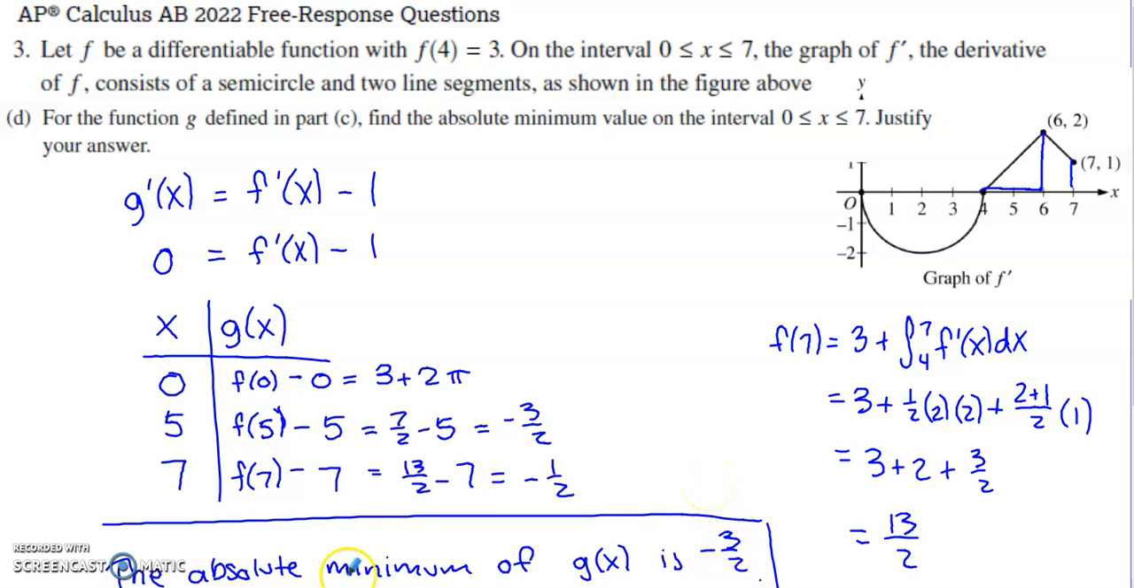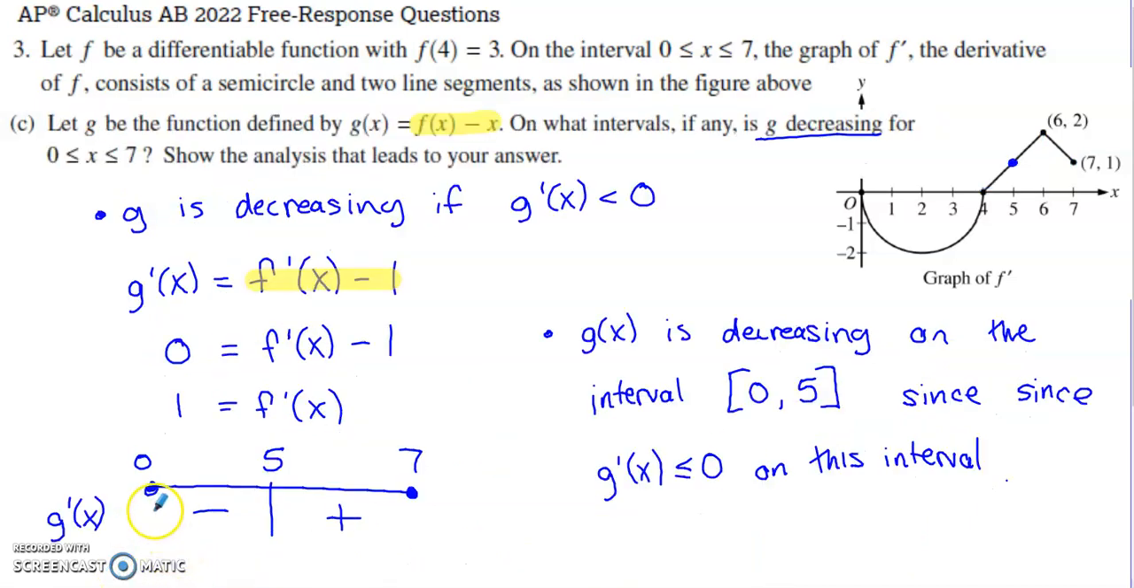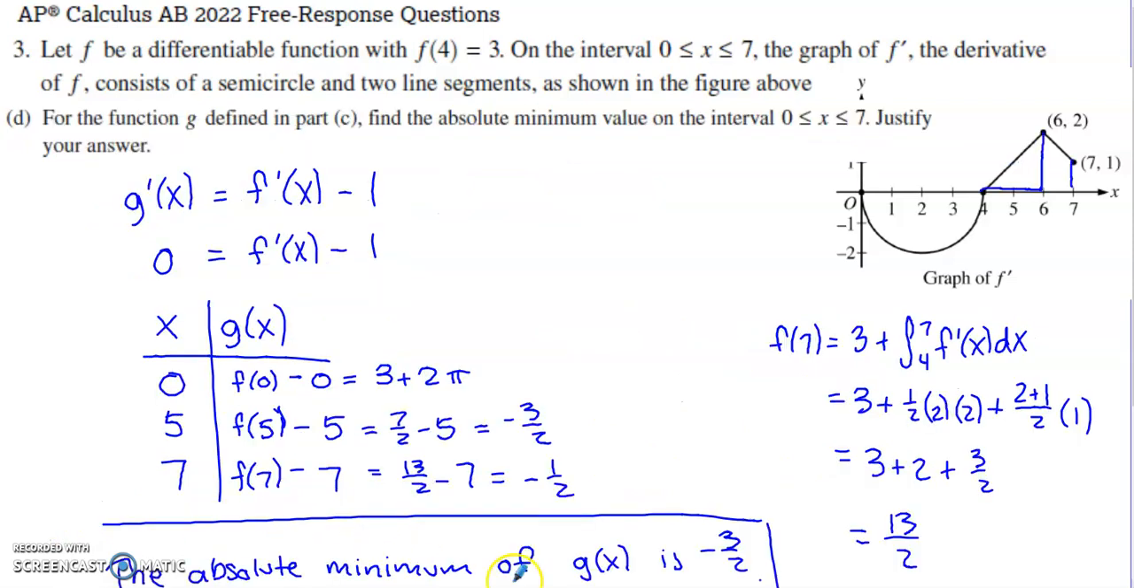If you were going to use verbal arguments, which is possible here, based on the sign chart that we had back in part C, since g of x decreases from 0 to 5 and then increases from 5 to 7, the absolute minimum on g of x happens at the x value of 5, and then you would just have to make sure you don't say that the minimum is 5. Based on the wording here, we want to find the absolute minimum value. That's the y value, -3/2, that we've already determined based on our work right here.